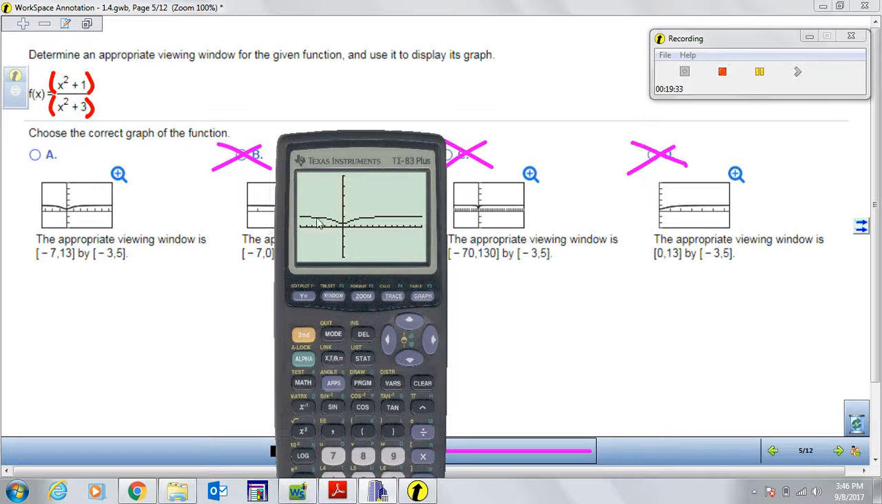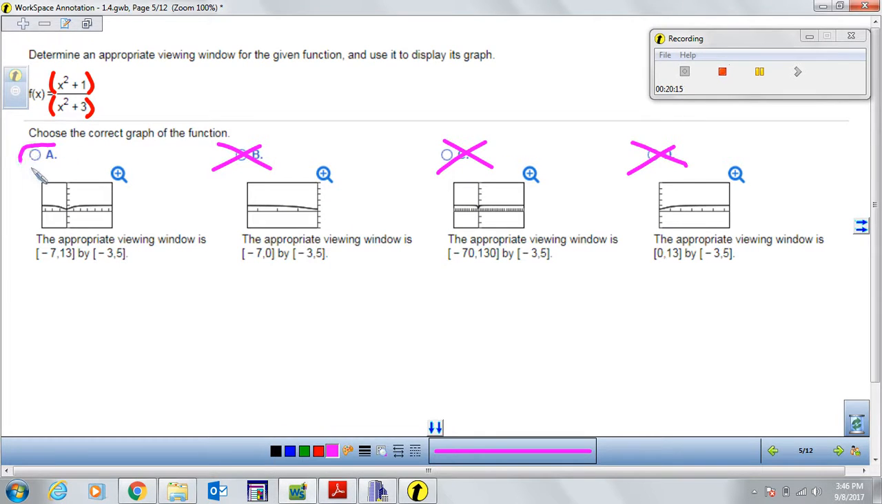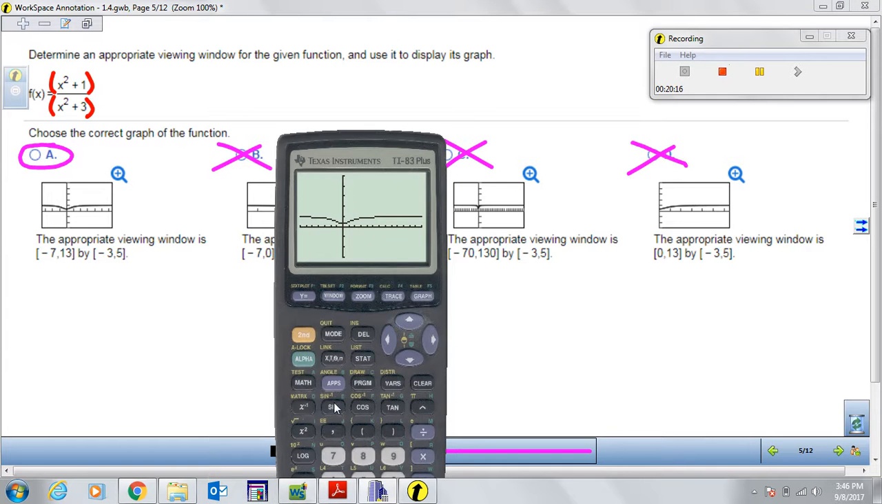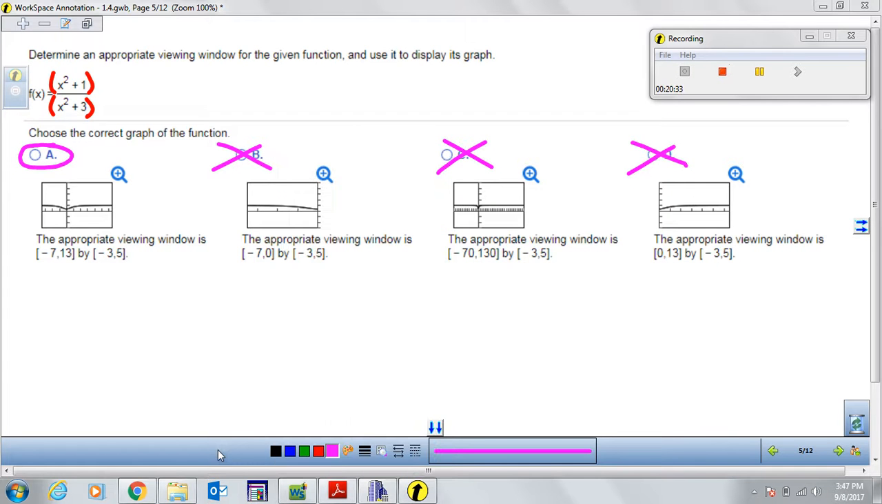It definitely looks better than the other one we had. And this is the only answer choice that matches actually what we see on the calculator. The rest, at least B and D, were completely out of what we were supposed to be. And C was the right graph, but from a too far away viewing. So we wouldn't want to say that's the best viewing window. It would be A.